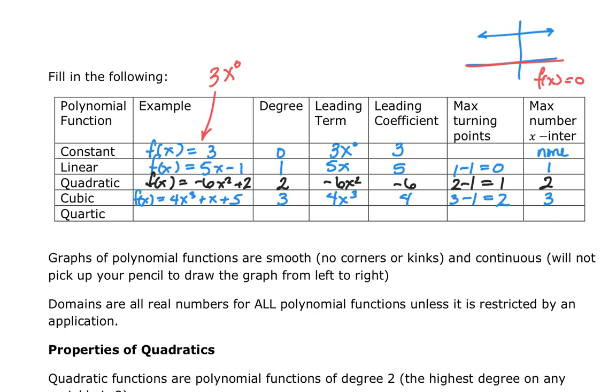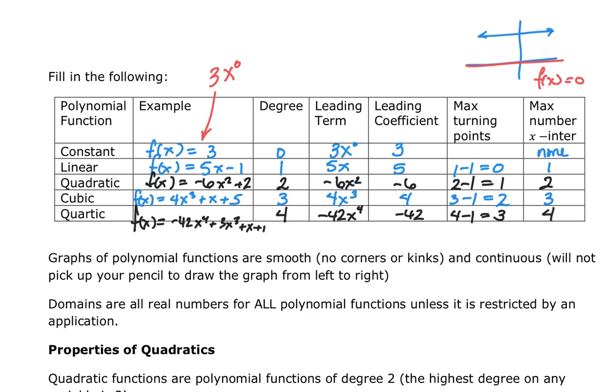The quartic, so let's do f of x. f of x is equal to negative 42 x to the 4th, maybe 3x cubed, maybe an x, maybe a 1. The degree is 4. The leading coefficient is negative 42. The max number of turning points is 4 minus 1, which is 3. And the max number of x-intercepts is 4.